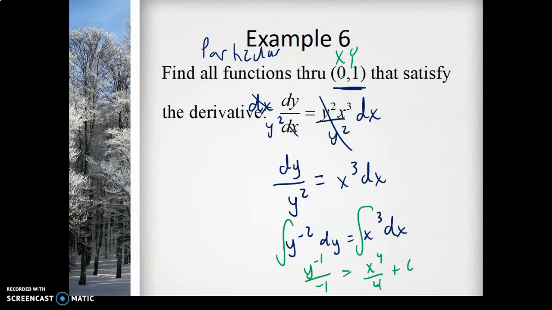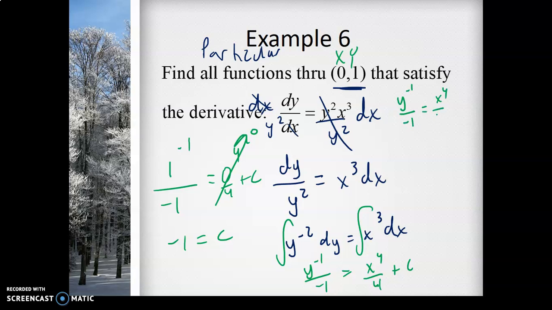At this point, I need to plug in my x and y and figure out what c is. So 1 to the negative 1 divided by negative 1 equals 0 to the 4th over 4 plus c. That's all 0. 1 to the anything is 1. You can move it down there if you want. 1 divided by negative 1 is negative 1. So c would be negative 1. So plug that back in here. y to the power of negative 1 over negative 1 equals x to the 4th over 4 minus 1.